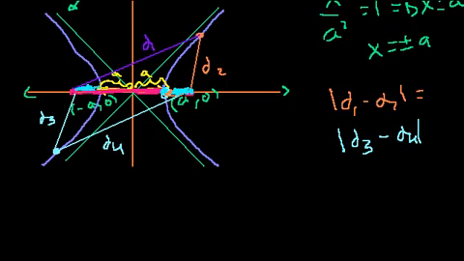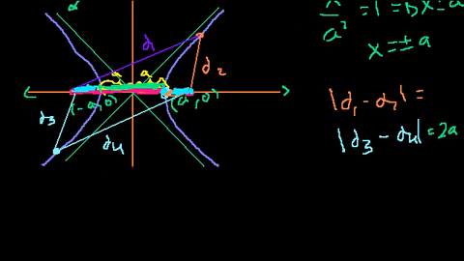So if this distance is the same as this distance, then the magenta distance minus this blue distance is going to be equal to this green distance, right? And this green distance is what? That's 2a. We saw that at the beginning of this video. So this, once again, is also equal to 2a. Anyway, I'll leave you there right now.